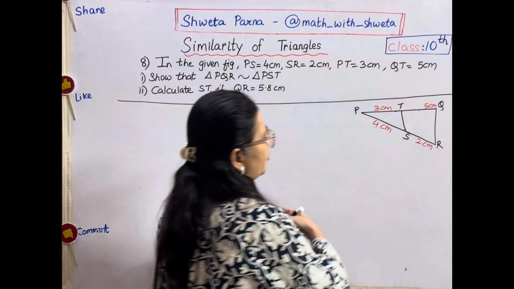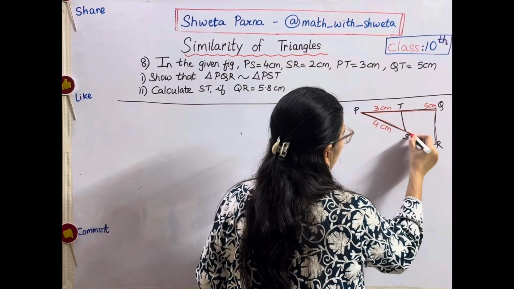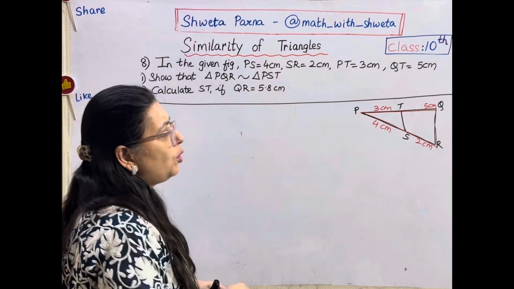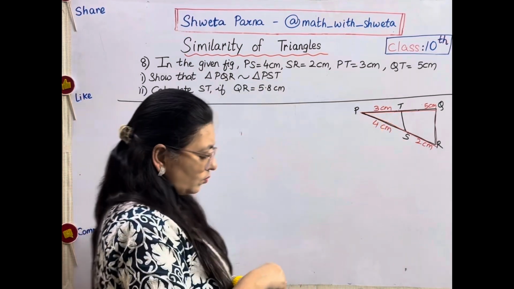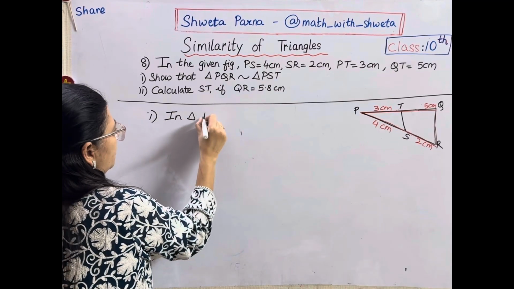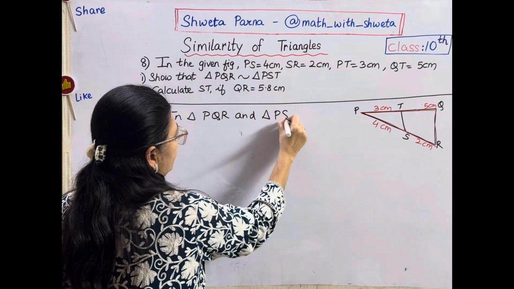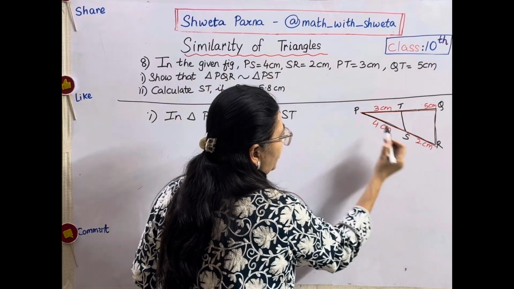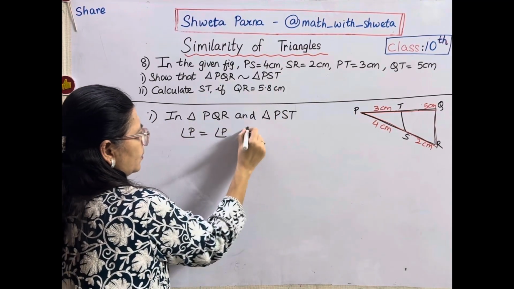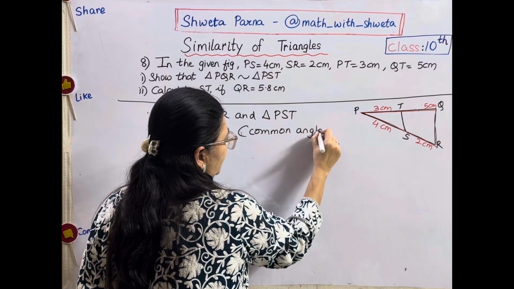Let me draw triangle PQR with different colors so that it will be easier for you to understand. This is triangle PQR. You have to prove that it is similar to PST. So in the first part, in triangle PQR and triangle PST, angle P is a common angle. This is the first reasoning.